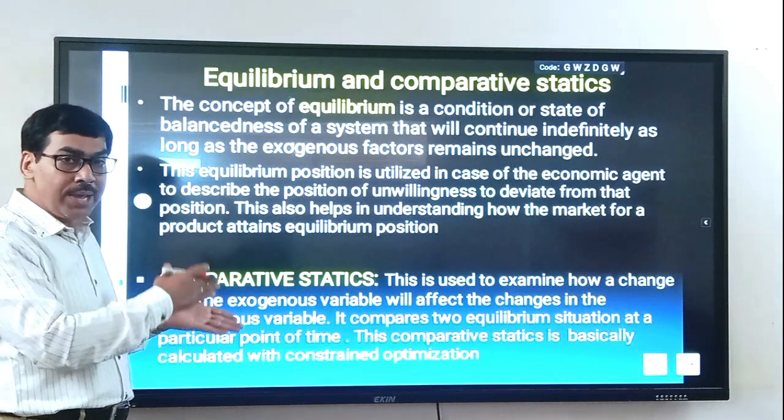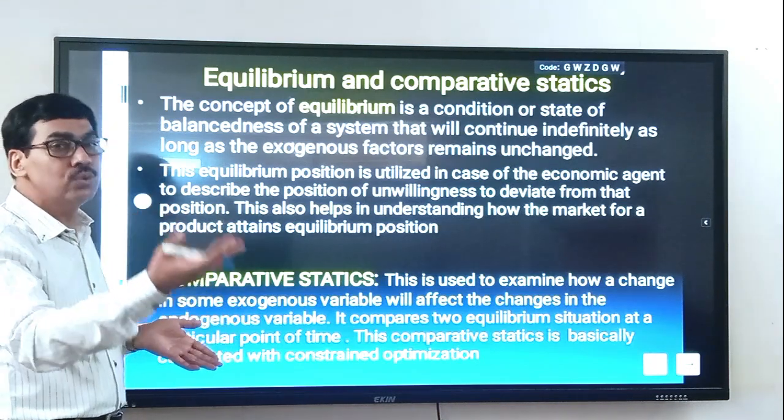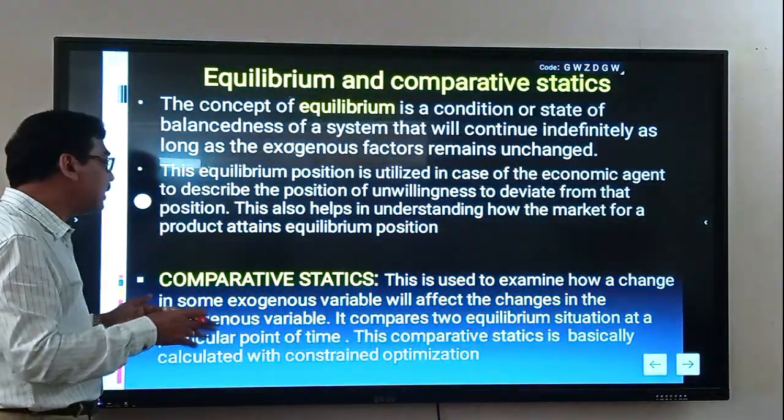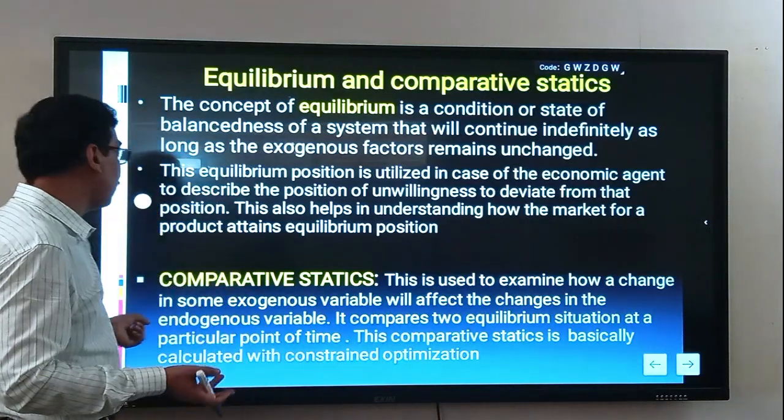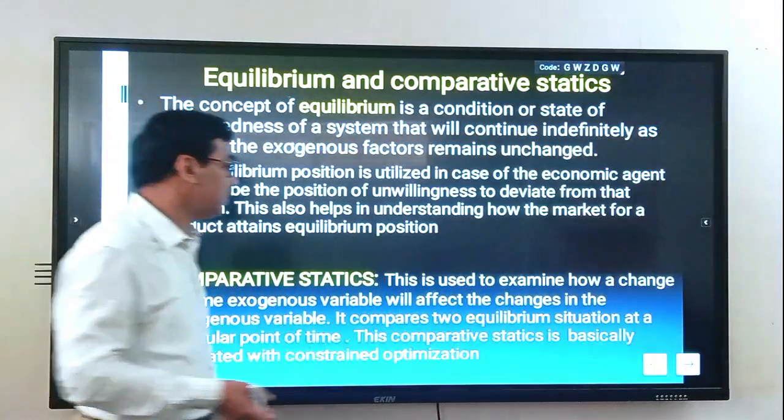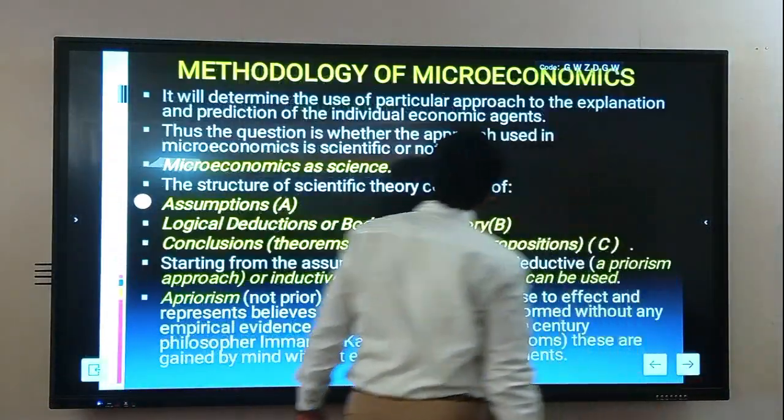So we can compare the initial situation to the post-change situation. And these two things are called comparative statics. It's basically calculated with the constant optimization tools.